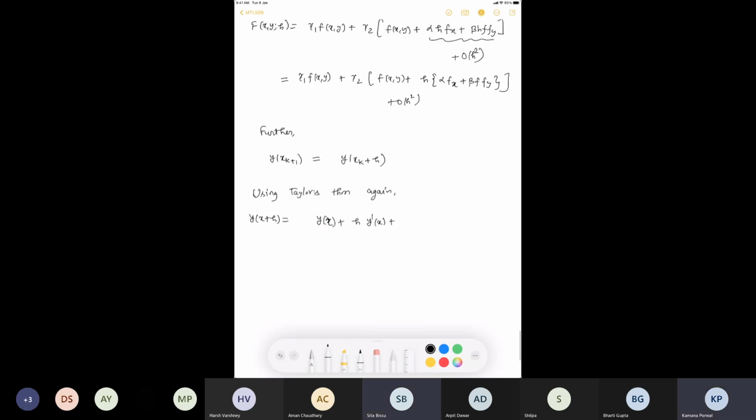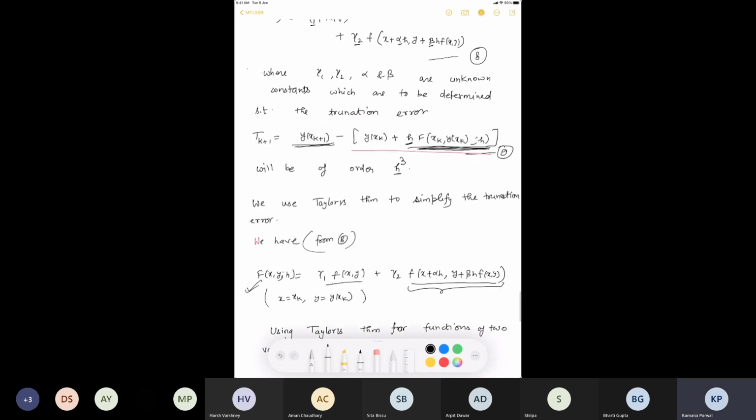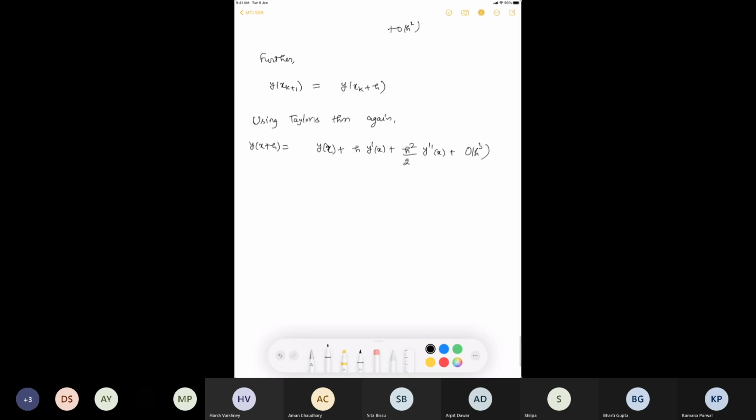h cube. Yeah, so you can see here that for this term, since you're demanding the error to be of order h cube, you have to stop at the h cube itself, because you don't have the case here that you have some h multiple outside. So I have to get one more term here. This is going to be h squared by factorial 2 y double prime plus, and then you will have the h cube term. So I don't have to write the further terms. Okay, so the first term is okay.